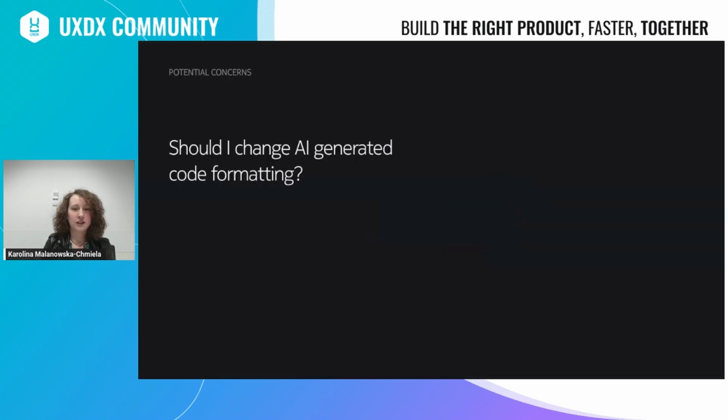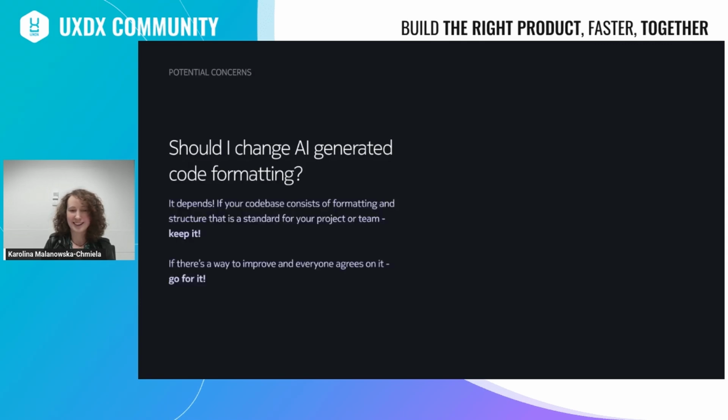And there is one thing for potential concerns. I've been asked once, should I change AI generated code formatting? And the answer is it depends. It depends because if your team uses a very rigid code structure or something that you have agreed on, I think you should change it. But if this is just for your purpose, you don't use any specific formatting, or this AI generated code shows you some way to improve your own code, I think go for it and keep it like that.